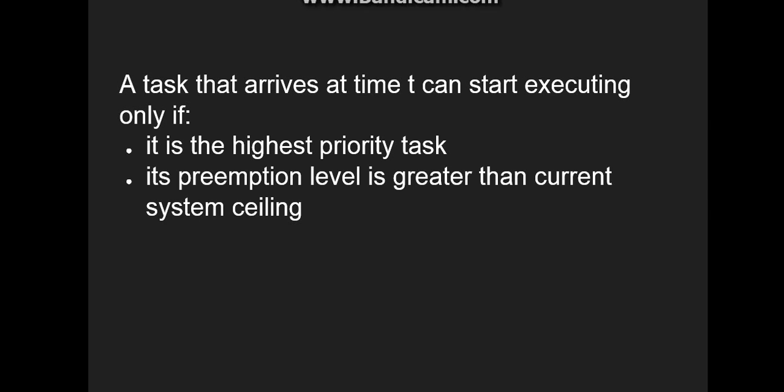So now we are done with all the terminologies related to SRP. Now what is the rule? On what basis does this protocol work? Firstly, a task that arrives at time t can start executing only if it is the highest priority task, that means it has the least relative deadline of all the tasks already present, and secondly its preemption level is greater than the current system ceiling. That means its preemption capacity is greater than all the residing ceilings.